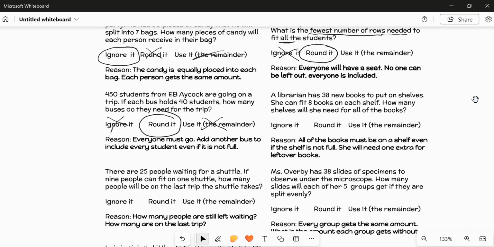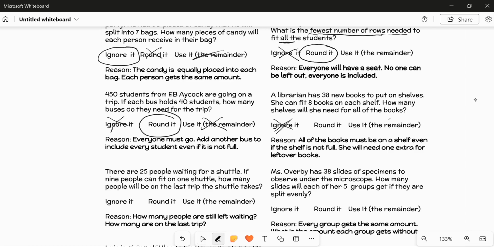The next one says a librarian has 38 new books to put on shelves. She can fit 8 books on each shelf. How many shelves will she need for all of the books? With 38 books, it's going to be split 8 books per shelf. She doesn't want to leave any books out or unshelved, so she can't just ignore the fact that there may be some remainders.